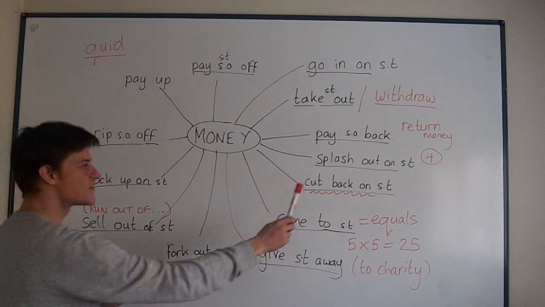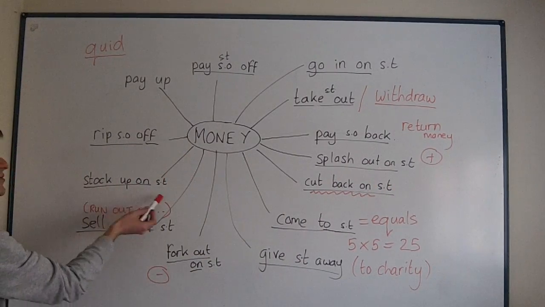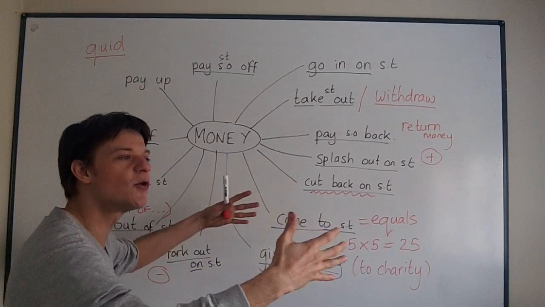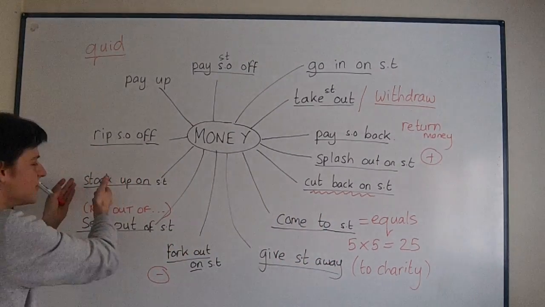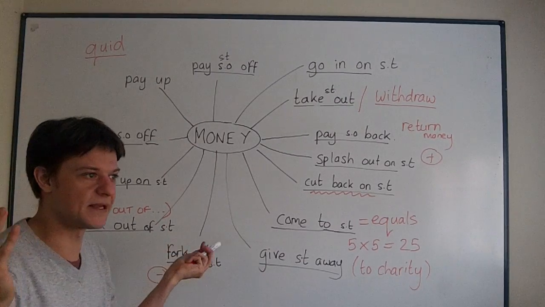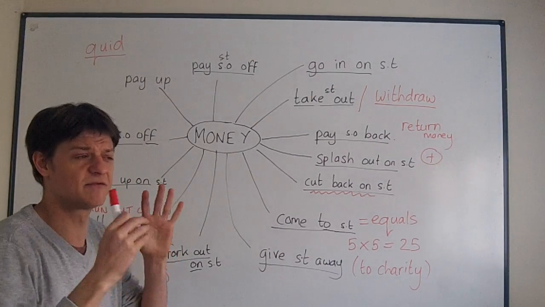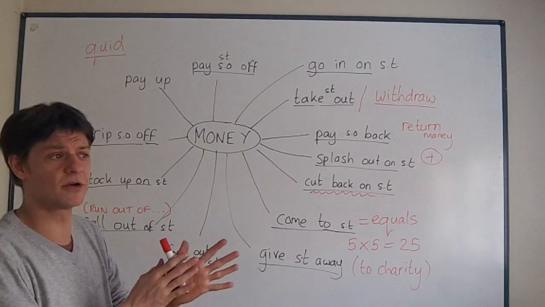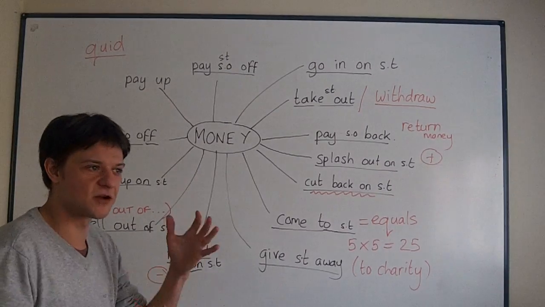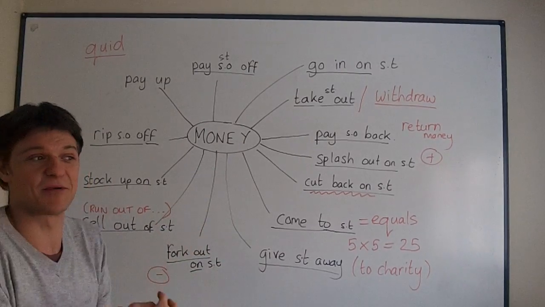Stock up on. This is the third kind of on at the end. Splash out on, cut back on, fork out on, stock up on. It means buy lots and lots of things for the future. You store those things, you put them in stock, in storage, for the future. So maybe you think there's going to be an apocalypse and you will need some food for the future. So you stock up on beans and pasta and rice, all this kind of food which will satisfy you for the future.